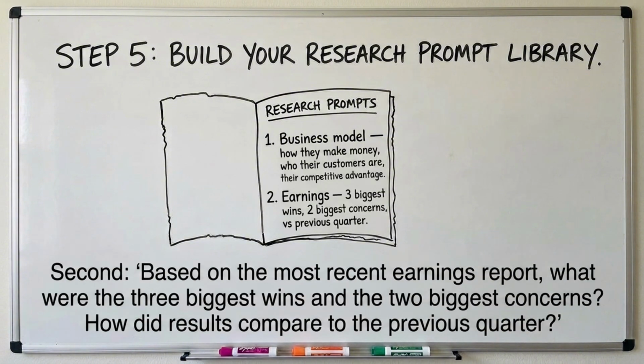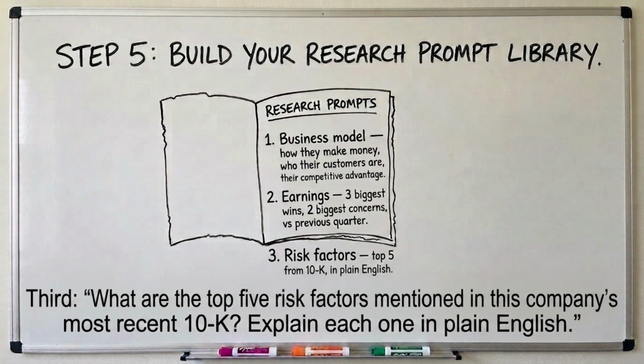Second, based on the most recent earnings report, what were the 3 biggest wins and the 2 biggest concerns? How did results compare to the previous quarter? Third, what are the top 5 risk factors mentioned in this company's most recent 10K? Explain each one in plain English.